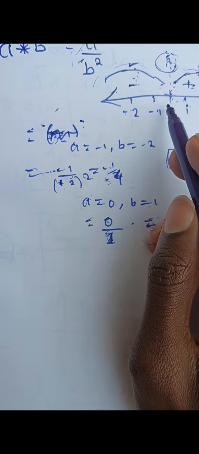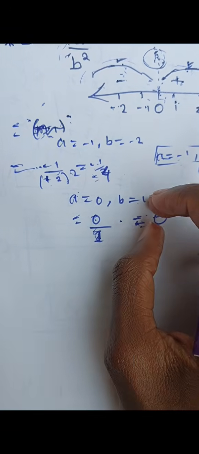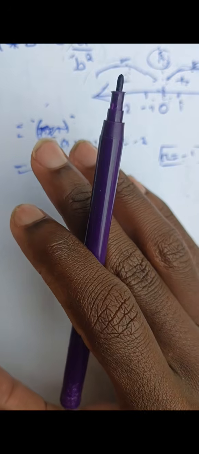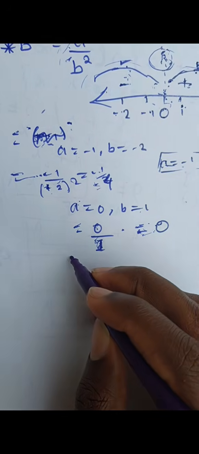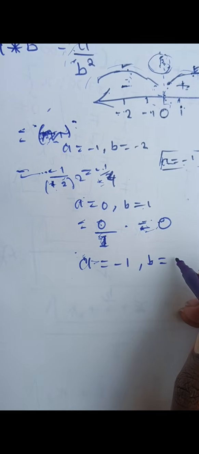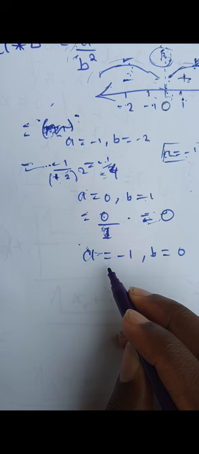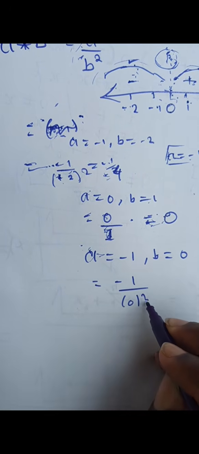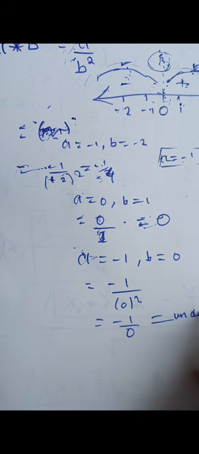Now let me make this my b. In this counter example, I've just made it my a, and we've observed that it is giving us something that is defined. So now what if this time my a is going to be -1 and my b is going to be 0. Okay, let's plug in that formula there. So a I put -1, b I put 0 power 2, which will give me -1 over 0. In this situation you get undefined.